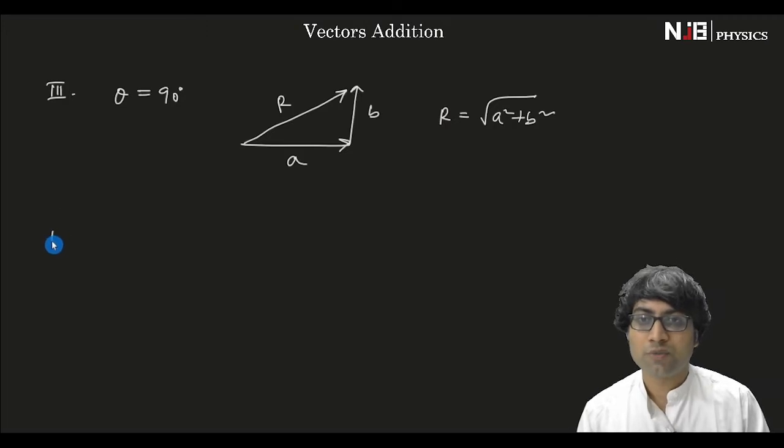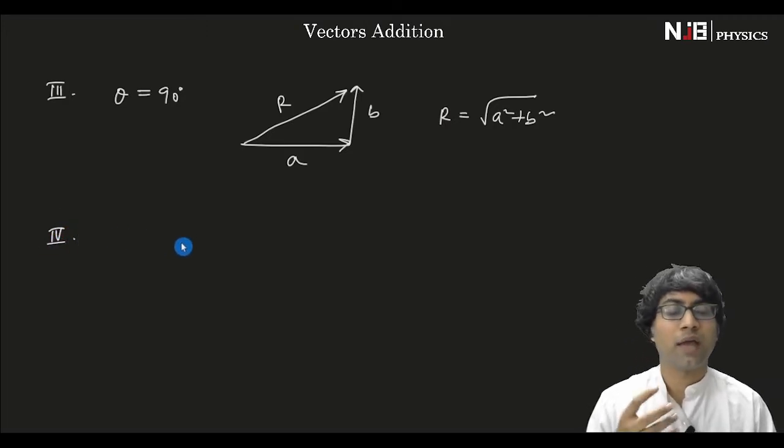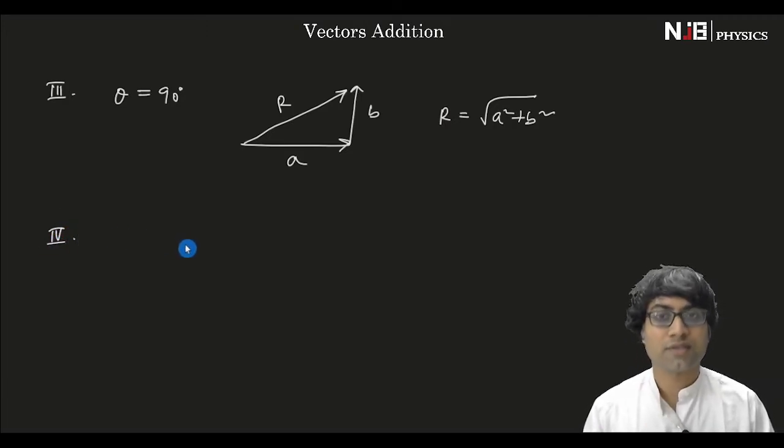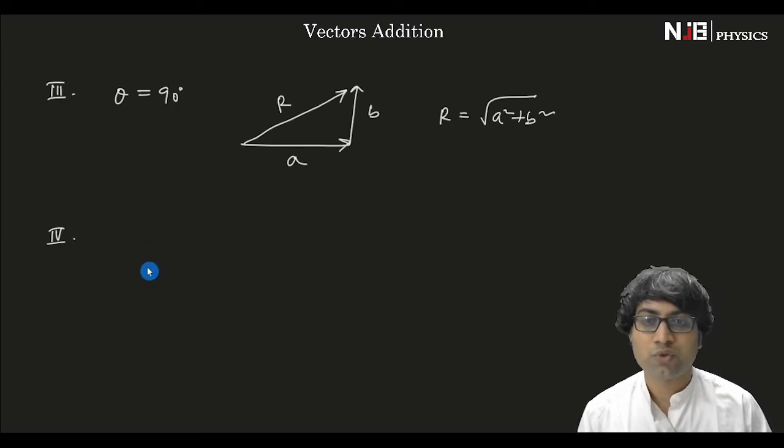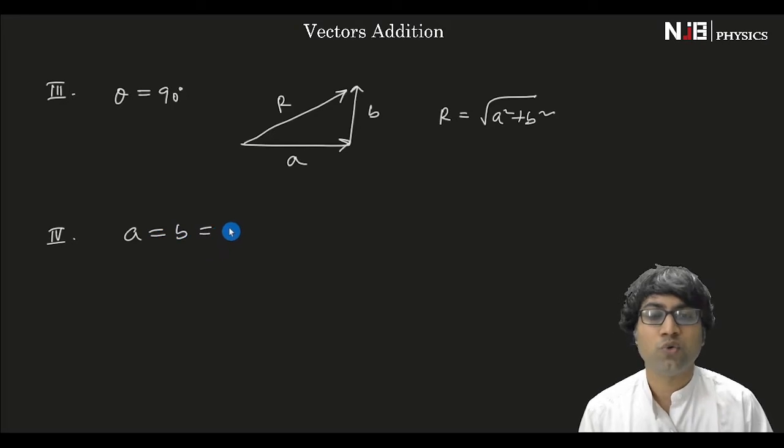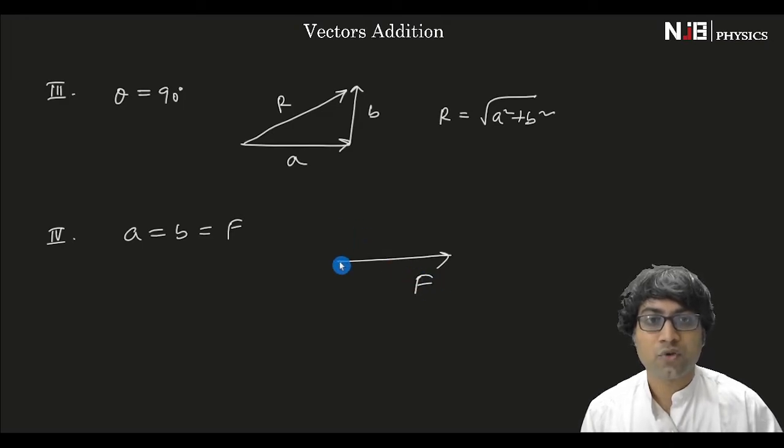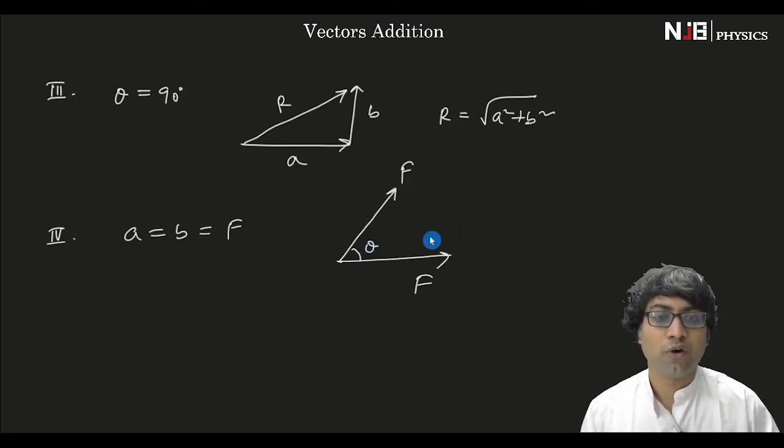Let's now talk about a special situation wherein the magnitudes of the two vectors are the same. Well, if the magnitudes of the two vectors are the same, let's say a is equal to b is equal to, let's say, f. That means this is your first vector whose magnitude is f. This is another vector whose magnitude is also f. And the angle between them is theta. So what will be the resultant?